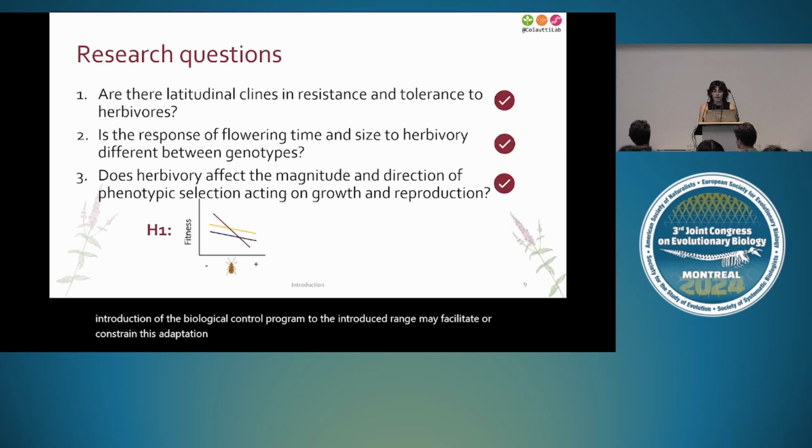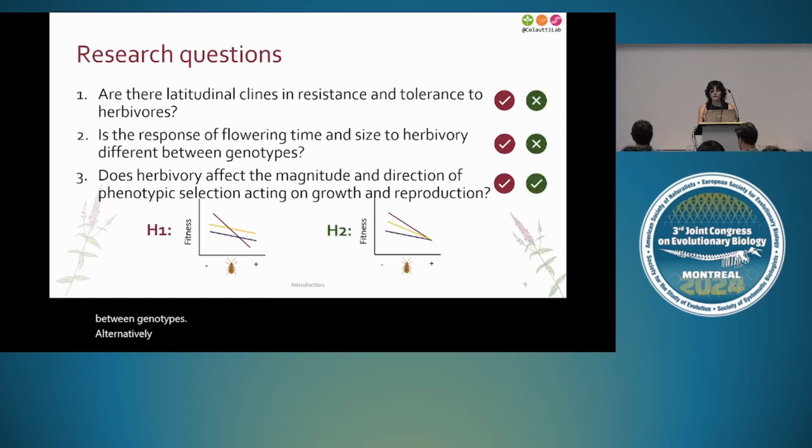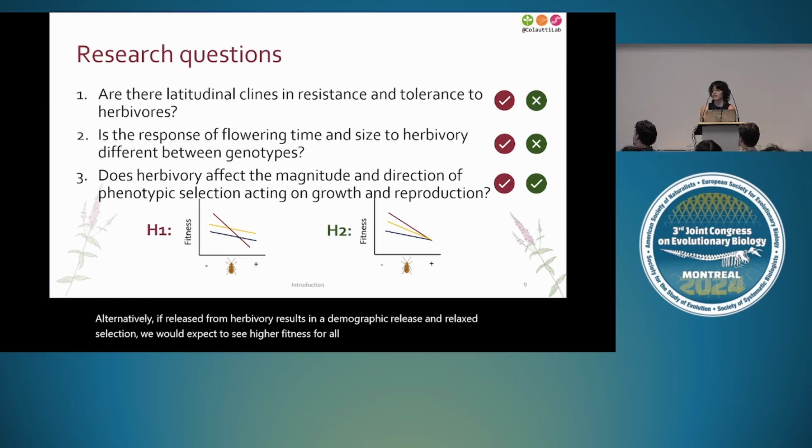So, if chemical or phenological resistance to herbivores trades off with growth and reproduction, we might see crossing reaction norms, where genotypes that have higher fitness in the presence of herbivores are less competitive in their absence, with little flowering time and size variation between those treatments and maybe some between genotypes. Alternatively, if release from herbivory results in a demographic release and relaxed selection, we would expect to see higher fitness for all genotypes in the absence of herbivory, with more flowering time and size variation between genotypes than between treatments.